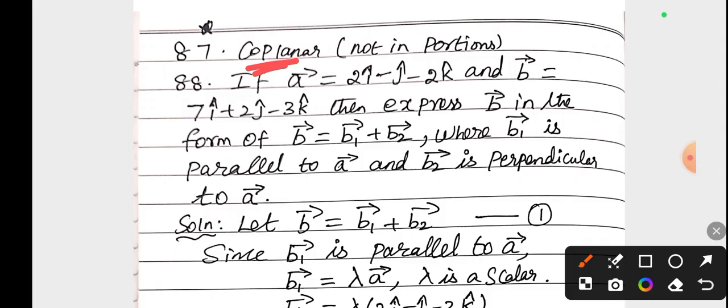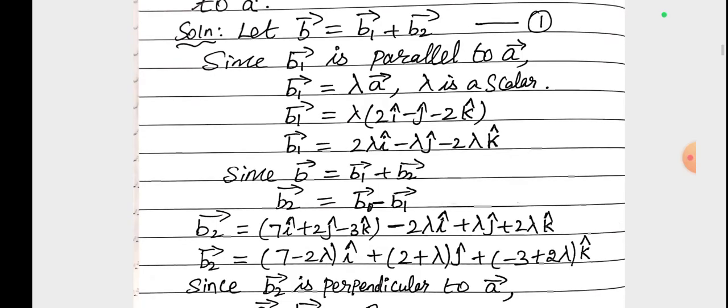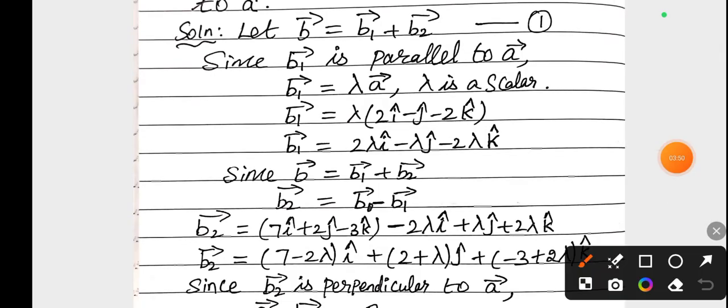Then the 88th question: A vector given, B vector given. Express the B vector in the form B vector equals B1 vector plus B2 vector, where B1 vector is parallel to the A vector and B2 vector is perpendicular to the A vector. What are we going to do? First we take B vector equals B1 vector plus B2 vector, children.